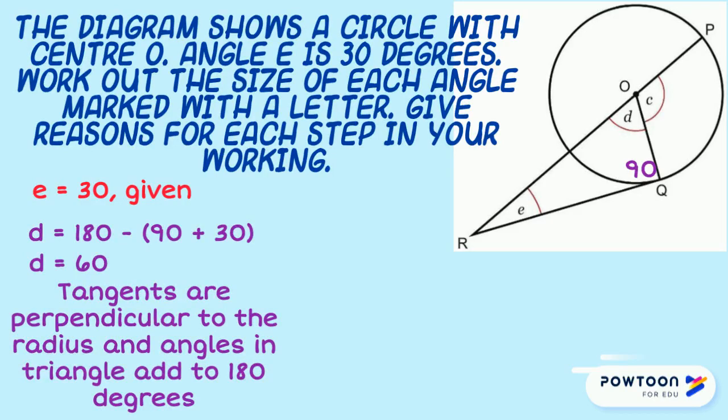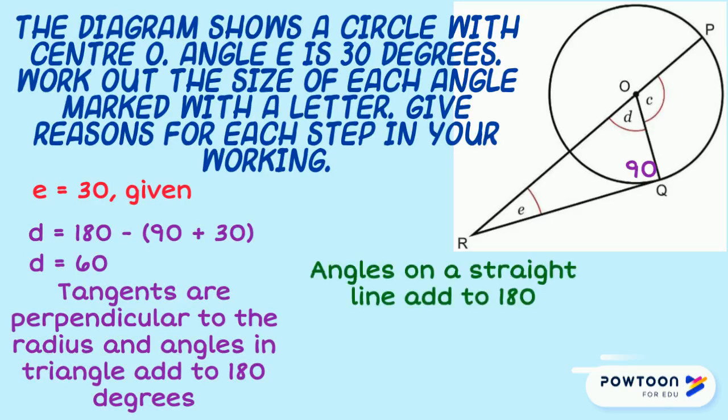Lastly, you should see that D and C are in a straight line, and straight lines always add to 180 degrees. So to find out C, you'll do 180, take away the 60 for D, and you get 120 degrees for C.